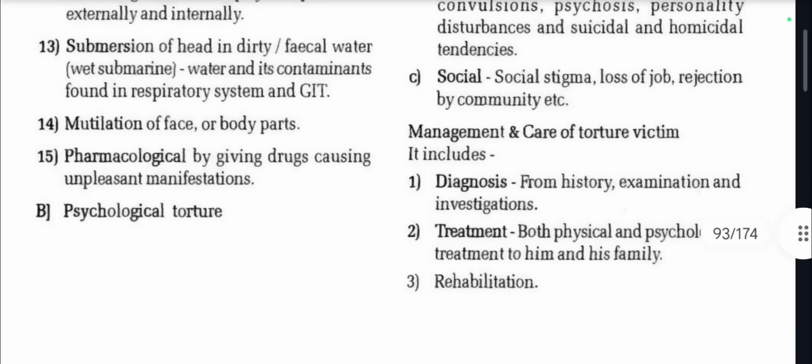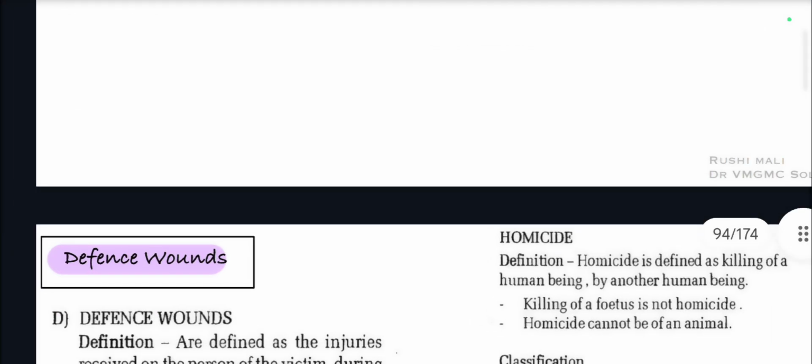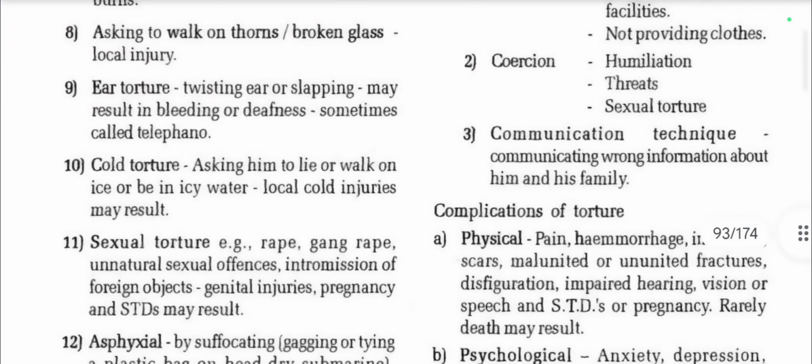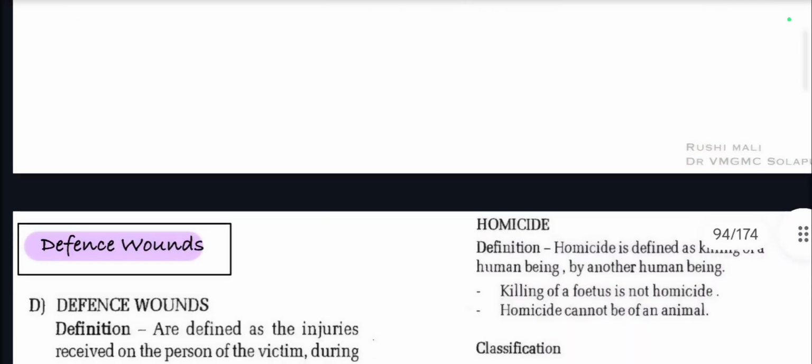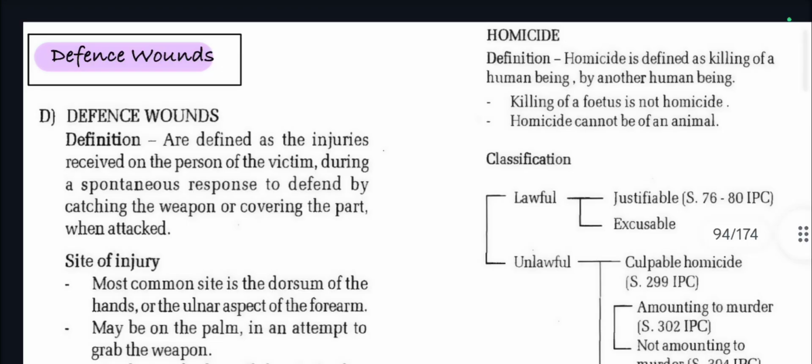What about the management? Diagnosis from history, examination and investigation; treatment, both physical and psychological; and the rehabilitation. So these were the points in your torture. We learned about the definition, we learned about the types, physical and psychological, we learned about the subtypes of both of them, and we learned about the complications. Now we are going to move towards defense wounds. What are defense wounds?